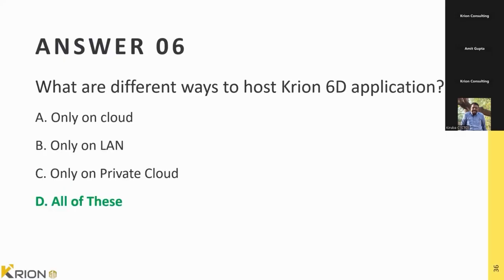And the last question being, what are the different ways to host Krion6D applications? When we looked at what common data environment is, we saw it can be cloud or server-based deployments, and we see a lot of applications that are available on cloud for common data environments. But Krion6D is quite flexible when it comes to deployment availability. You can not only host it on cloud, you can also host it on-premise, which is on a local area network, on LAN. And in case you already have a private cloud, or an AWS or Azure subscription and you want this application and data to be hosted on your private cloud, we could have this deployment done on your private cloud as well. So the answer for this question is all of these.